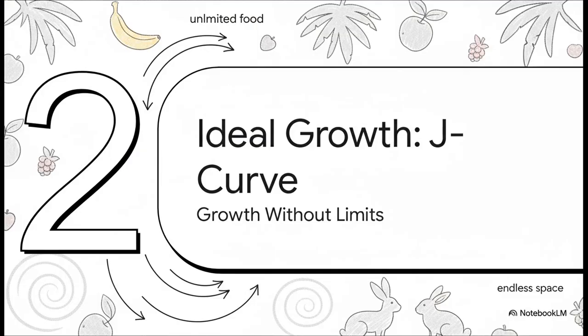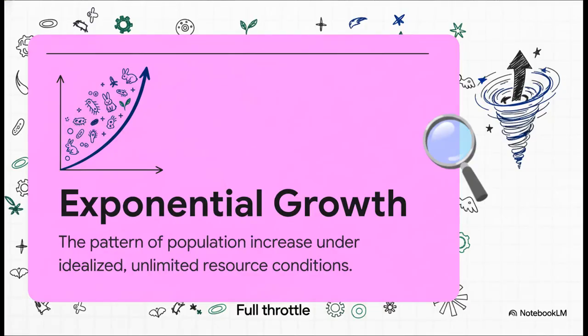Okay, so let's take that basic idea and build on it. For our first model, I want you to imagine a kind of paradise. A place with endless food, unlimited space, and absolutely no predators. What do you think would happen to a population in a place like that? Well, that perfect imaginary scenario is what we call exponential growth. It's what happens when a species can just go for it, realizing its absolute maximum potential to reproduce without anything getting in the way. This is growth with the pedal to the metal.